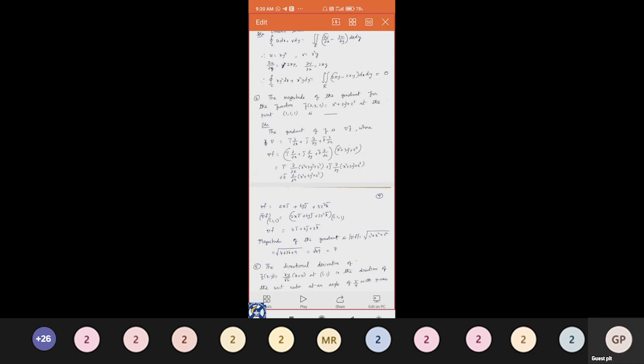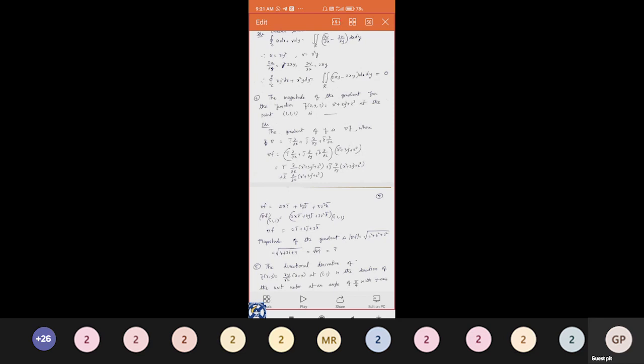Now we are going for the gradient at the point 1 comma 1 comma 1. In the above gradient value, we are going to replace the x value by 1, the y value by 1, and the z value by 1. So the i-th component becomes 2, the j-th component becomes 6, and the k-th component becomes 3. So the gradient of f is 2i plus 6j plus 3k.